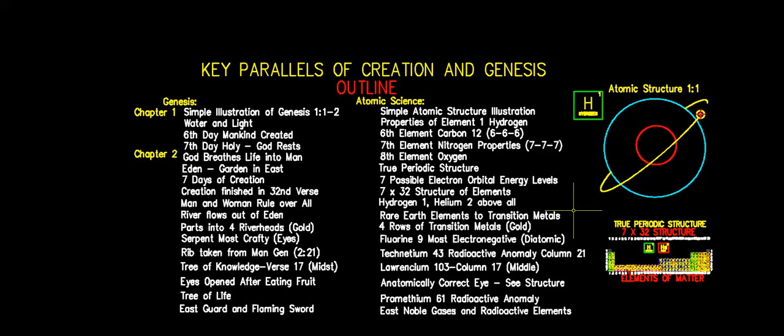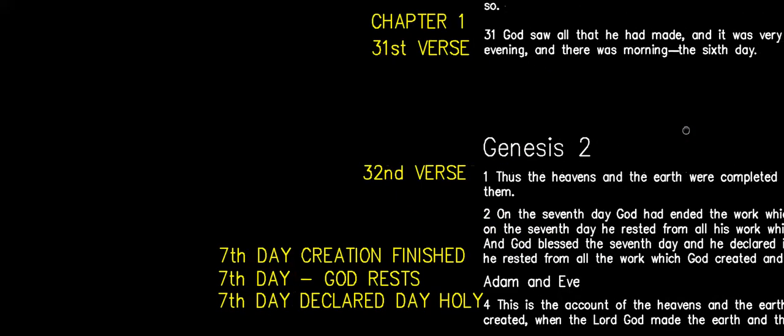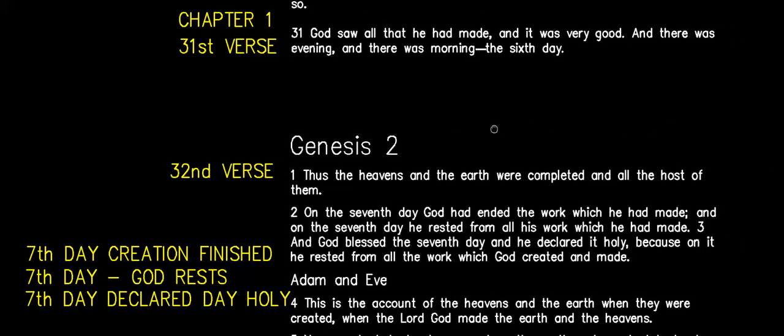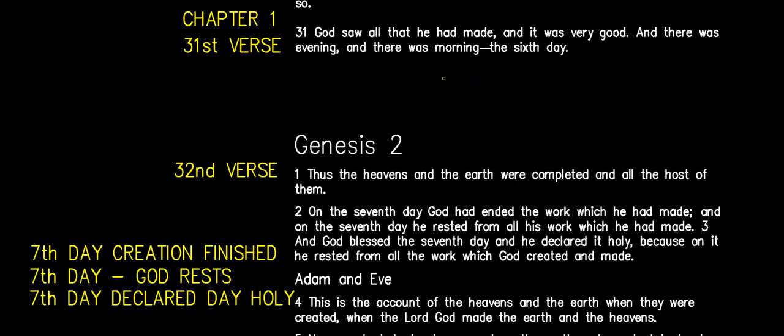At first, we are just going to be making a basic outline of Genesis before we dive into picking apart every single verse. So in quick summary, what does Genesis say? Well, first it says there were 7 days of creation and God rested on the 7th day. If we look a little closer, we will see that the creation is actually finished in the first verse of chapter 2, or the 32nd verse overall.